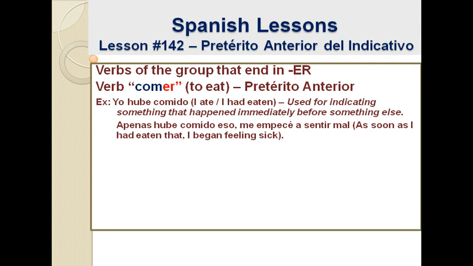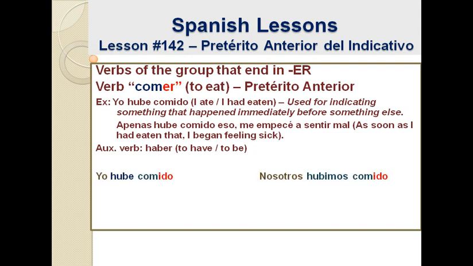Right? So here we can see we have two different moments that happened in the past, and one is immediately before the other. Right? There we use the pretérito anterior. Hube comido is pretérito anterior. We are using the auxiliary verb haber. That means to have or to be. Of course, same as in English, the auxiliary verb is the one that goes conjugated, okay? You can see that here.